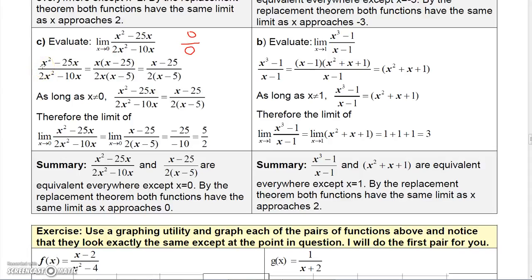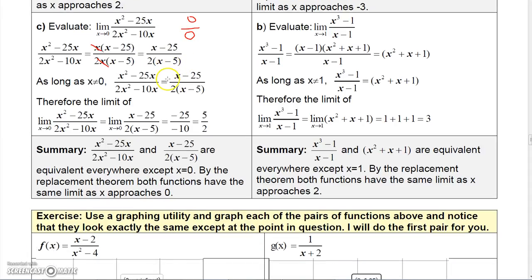If I factor the top, I can factor an x out, and I get x times x minus 25. The bottom, I can factor 2x out, and I get 2x times x minus 5. Well, as long as x does not equal 0, I can cancel x over x and get 1. So I get x minus 25 over 2 times x minus 5. So when I calculate the limit, I'm going to replace the original function with the replacement x minus 25 over 2 times x minus 5. And then I plug 0 in, I get -25 over -10, which reduces to +5/2.